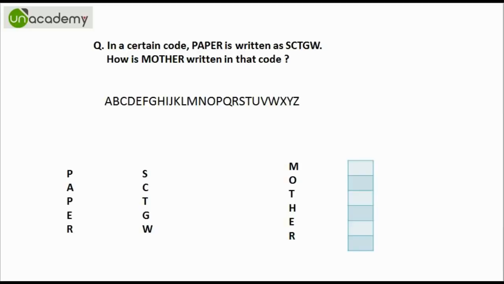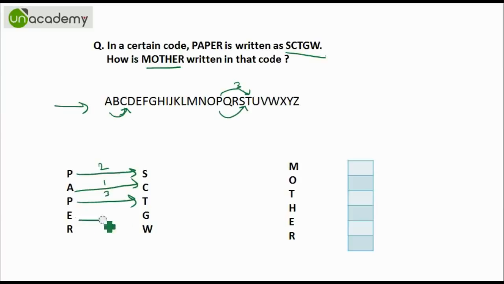In a certain code, paper is coded as this and how will mother be coded in the same language. So again we have written down the English alphabet for reference. Let us look at paper letter by letter. P has been coded to S, that is two jumps. A has been coded to C, that is one jump. P has been coded to T, that is three jumps. So 2, 1, 3. E has been coded to G, that is one jump.